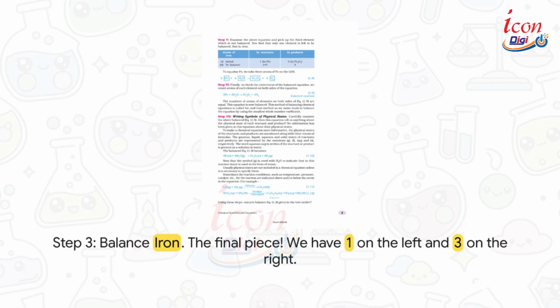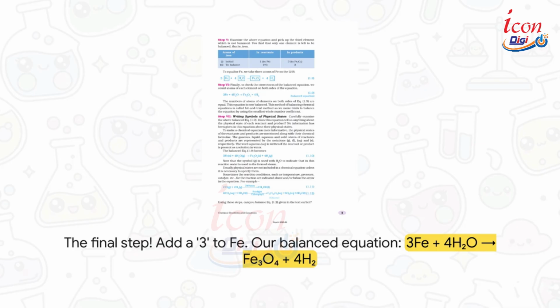On the right side, in that Fe3O4, we have 3 iron atoms. But look at the left, we've just got one lonely iron atom sitting there. This is the final piece of our puzzle. This is the easy part. To balance the iron, we simply put a 3 in front of the Fe on the left, and we're done. Let's do a final count just to be sure. On the left, 3 iron, 8 hydrogen, 4 oxygen. On the right, 3 iron, 8 hydrogen, 4 oxygen. It's perfect. Our recipe is now 100% in line with the law of conservation of mass.